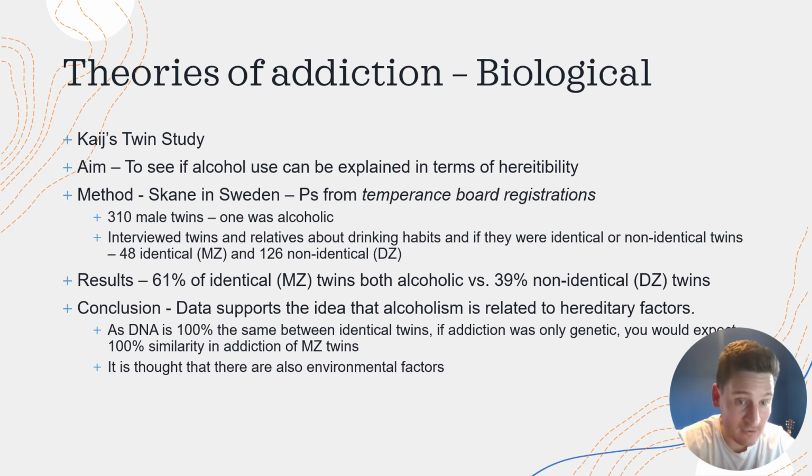predisposition to alcohol problems. It wasn't 100%, so identical twins share 100% of their genes, so if it was just the genetic underpinning, you'd expect to find exactly the same. So there wasn't. So it's this kind of diathesis stress model where it does seem to be an increased chance, likelihood, but it's not direct. And so environmental factors do play a role as well.